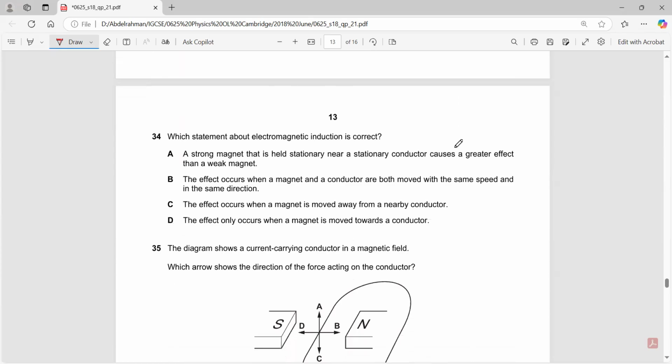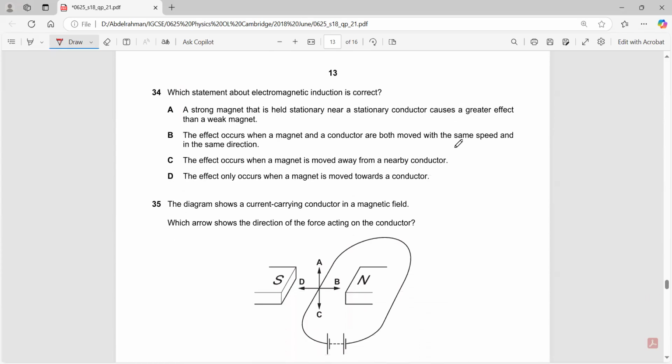Question 34. Which statement about electromagnetic induction is correct? A: a strong magnet held stationary near a stationary conductor causes a greater effect. This is wrong. With no motion, nothing would happen. B: the effect occurs when a magnet and a conductor are both moved at the same speed and in the same direction. Then there is no cutting, so B is wrong.